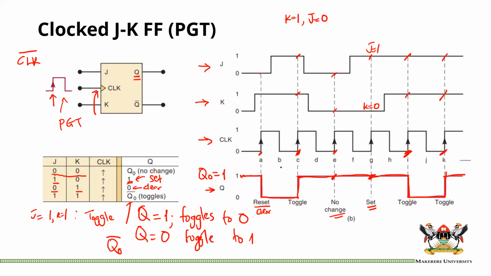2, you need to know that even if the inputs change between any 2 PGTs, the input changes will not cause an effect at the output until the next active clock transition, in this case, which is the PGT. So I don't need to worry about what is happening between any 2 PGTs. I just need to look at the point of the positive going transition or the active clock transition, and the current states of the inputs at that time instant will actually determine the output.